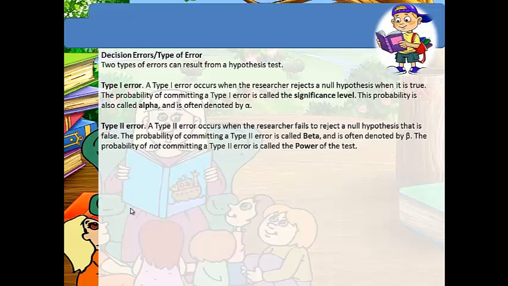A type 1 error occurs when the researcher rejects the null hypothesis when it is true. So the type 1 error is rejection of the null hypothesis when it is true. The probability of committing a type 1 error is called the significance level. This probability is also called alpha, and it is denoted by the letter alpha.